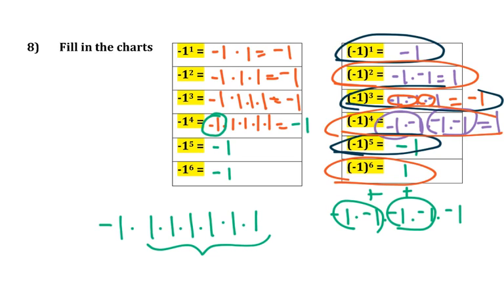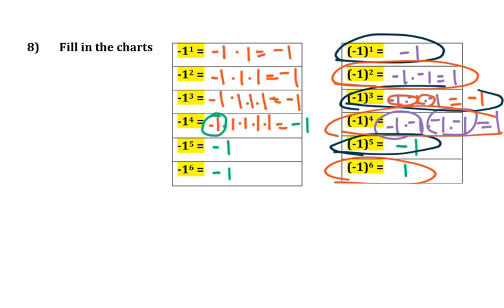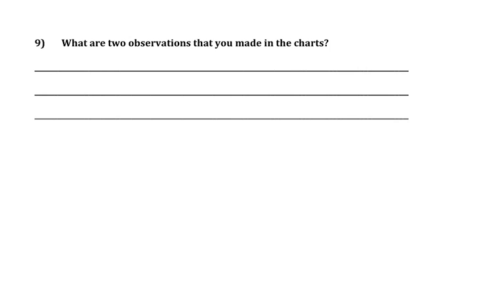Okay, so the observations that we just made here with the positives and the negatives and the even exponents and the odd exponents, what you need to do is on the lines below in number 9, it says, what are 2 observations that you made in the charts? So I want you to write number 1, and then maybe skip a space, give yourself room, number 2. So what is the first thing that you noticed? If you were telling me that here's what I noticed up above, write a sentence that describes that. And then what's a second observation that you made? Write a sentence that explains that. Pause the video and write your sentences.